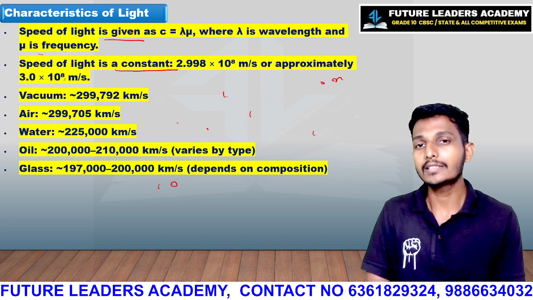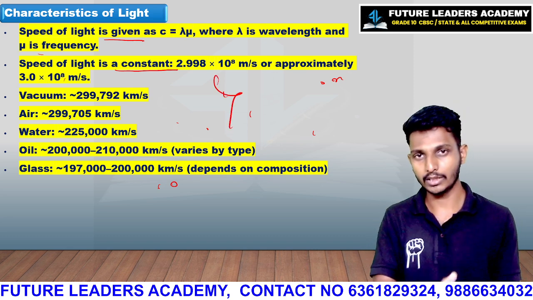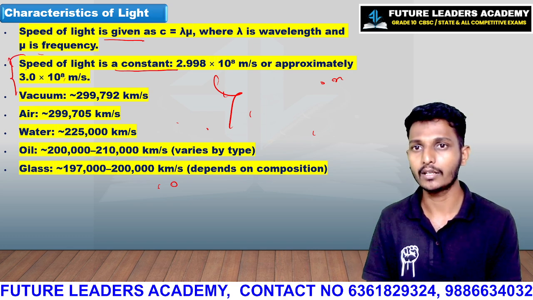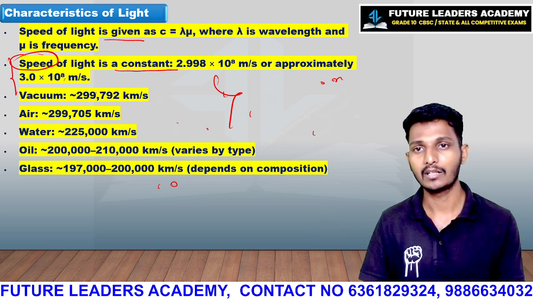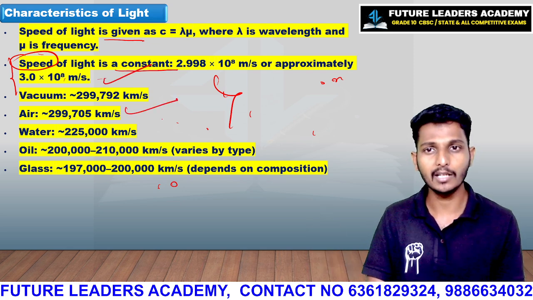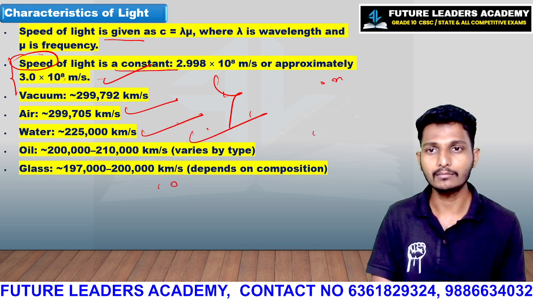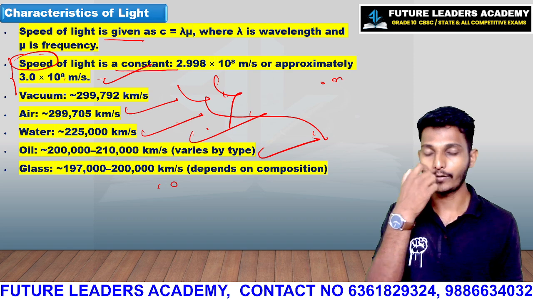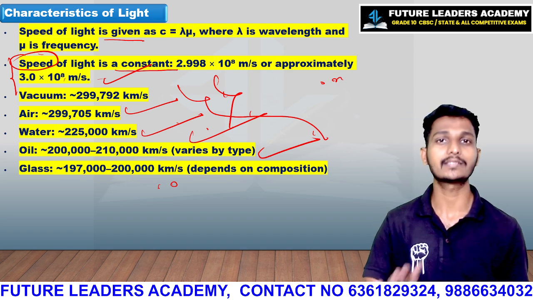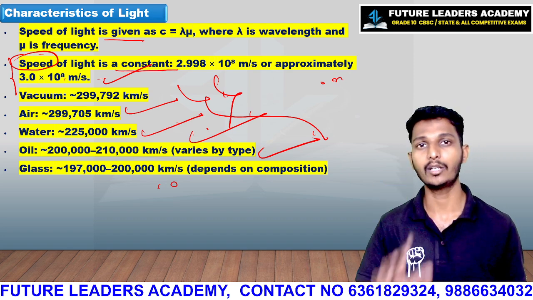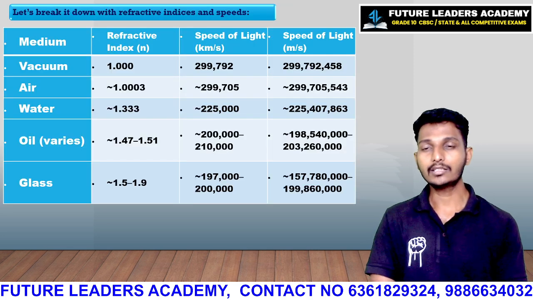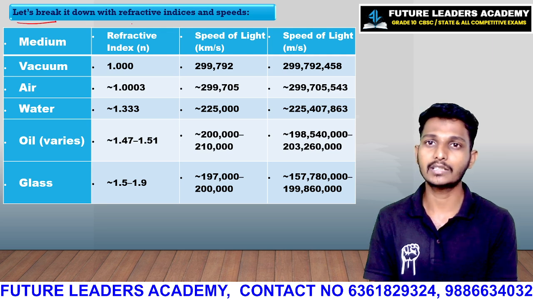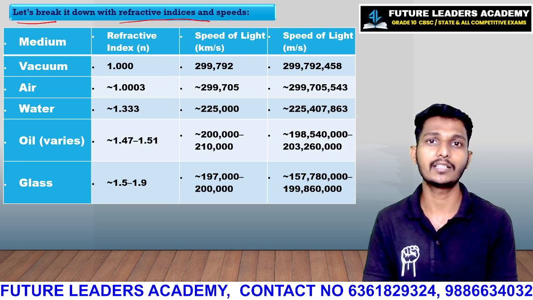Okay, but these are the characteristics of the light, mainly the speed of the light. What is the speed of the light in the different mediums? First medium is a vacuum medium, air medium, water medium, and oil medium, then the glass medium. Total 5 mediums are there. Very important. On this base only he will ask the numericals. Refractive index, there you need the speed. Next one, let's break it down with the refractive indices and the speeds.